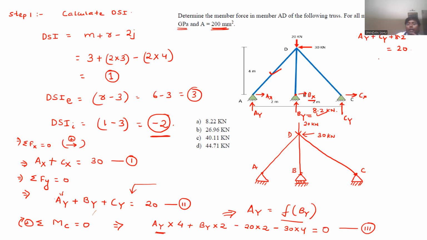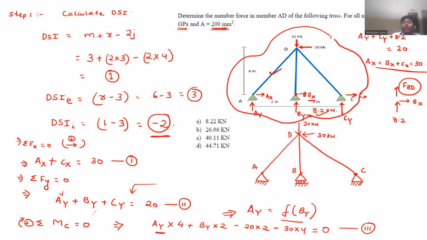Yes. And you can write Ax plus Bx plus Cx equal to 30 kilonewton, and we are least bothered about this equation. Now, when you go to this joint B, 8.2 kilonewton is acting upward, Bx is acting like this, and FBD will be the real force or real internal force or member force of this real structure.